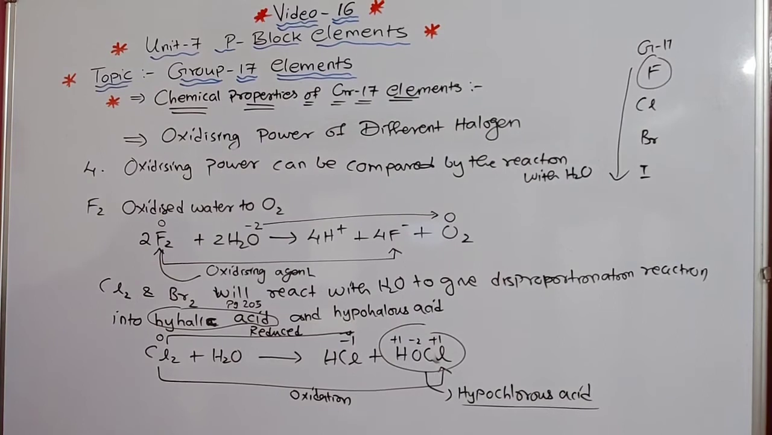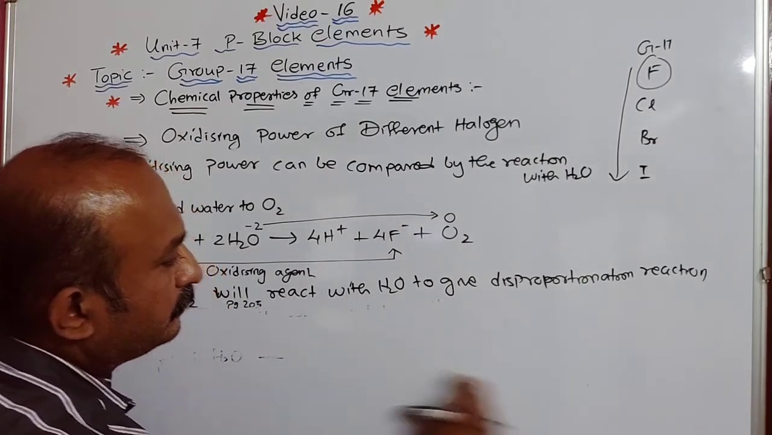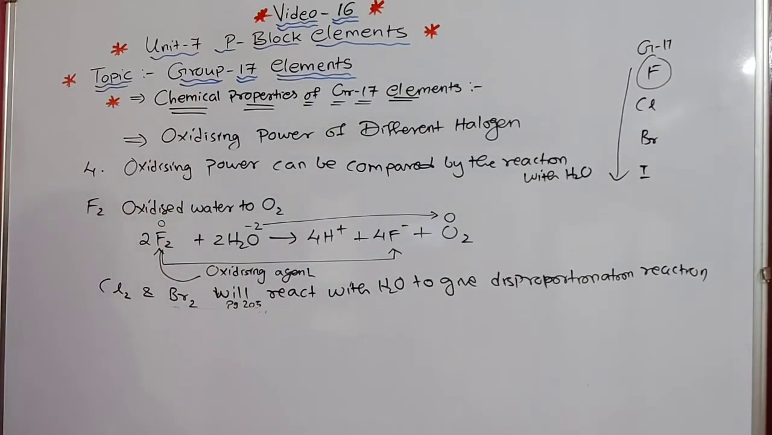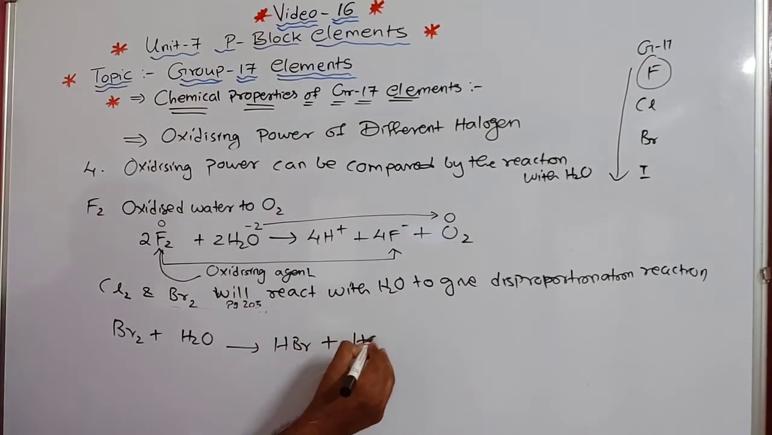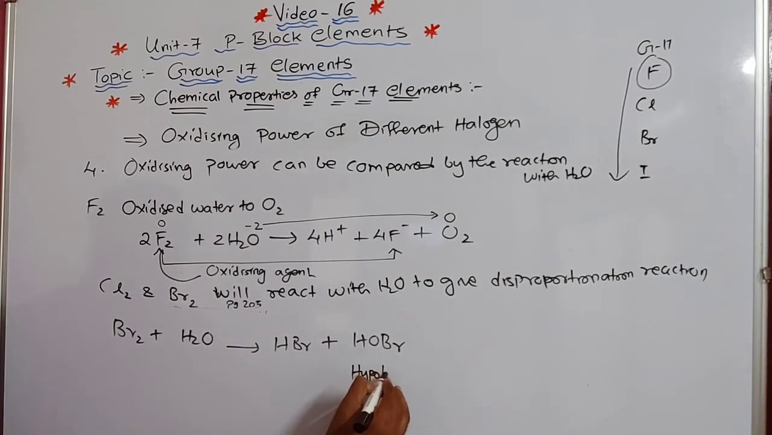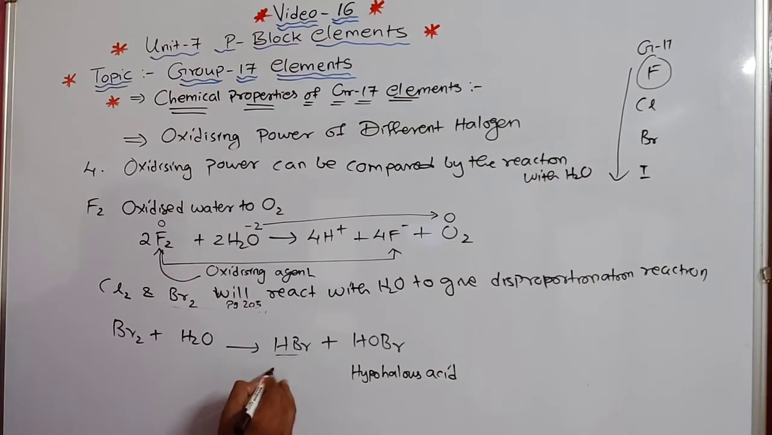Then the next one is given for bromine also in your textbook. I will just rub this, you cannot see that now. So for bromine I will write now. The bromine reaction is like this: Br2 plus H2O gives you HBr plus HOBr. Right? So hypohalic acid and halic acid. Halic acid means this one. Understood?